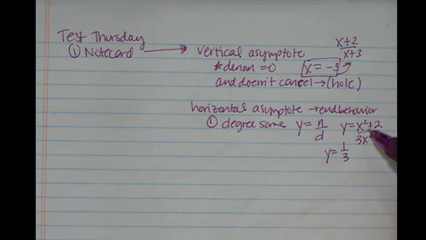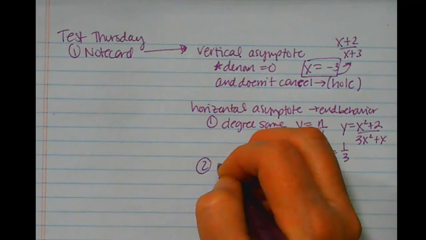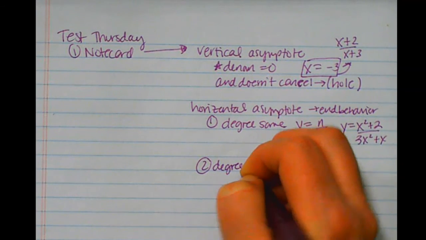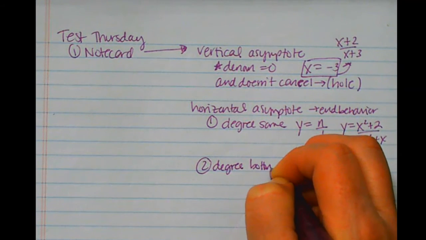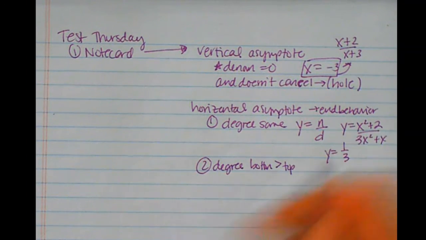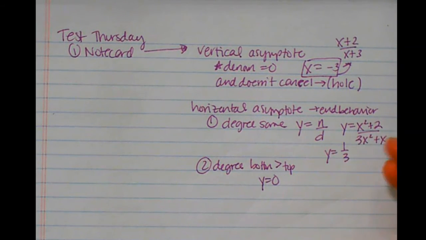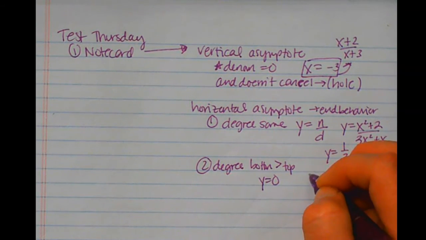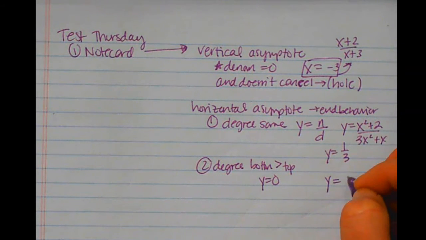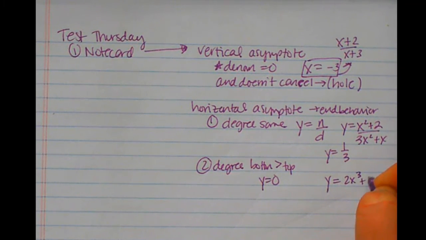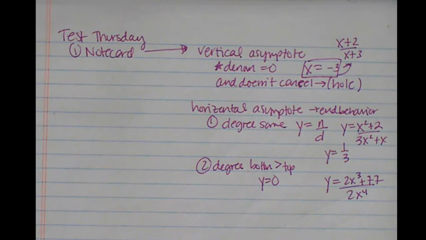Number 2 is when the degree on the bottom is greater than the top. It doesn't matter what it is on the bottom or the top, it just is bigger on the bottom, and that's going to be y equals 0. So that looks like y equals 2x cubed plus 77 over 2x to the 4th. You don't care about the 77 being a really big number, you only care that the degree is bigger on the bottom.